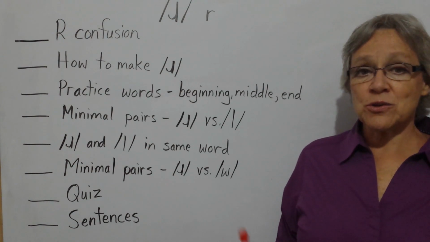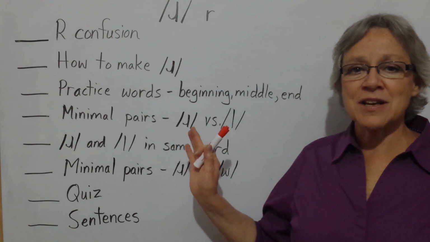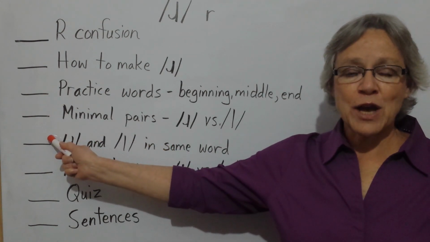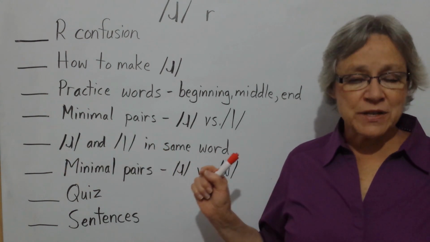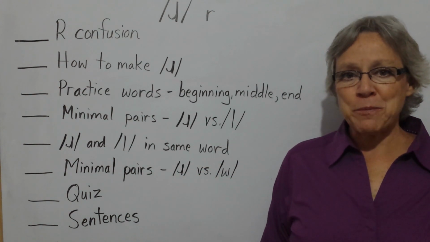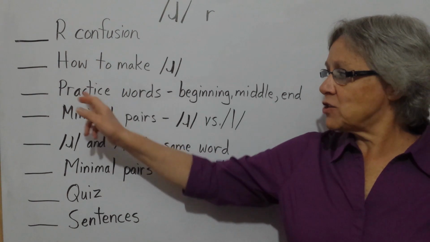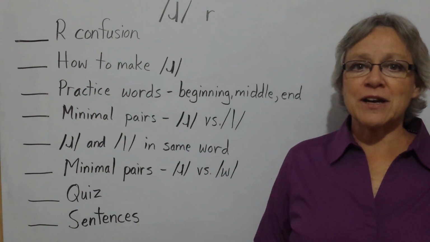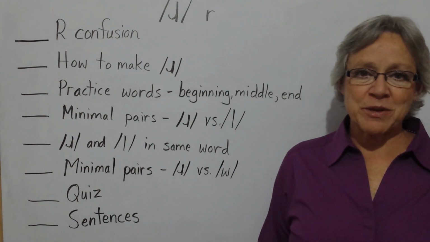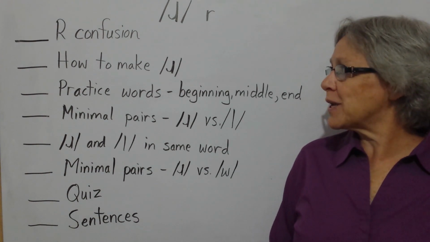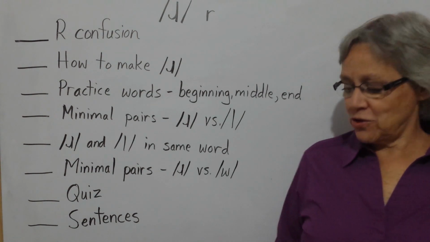And if you want to skip any sections and jump directly to a section, you can do that by clicking on any one of the time marks that are in the description area below this video, okay? I have put the times where each of these sections starts in the video, so you can go directly there and you can skip some of the other sections if you're not as interested in them, okay? All right, let's begin with R confusion.